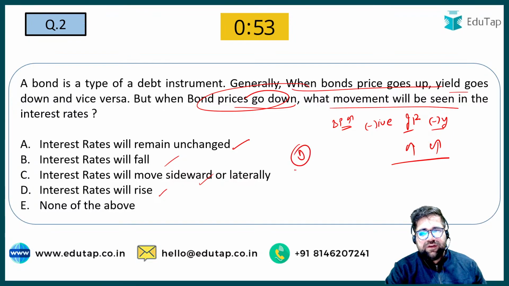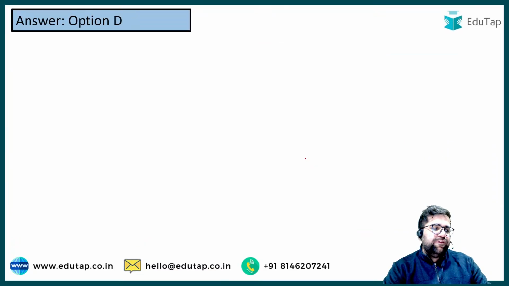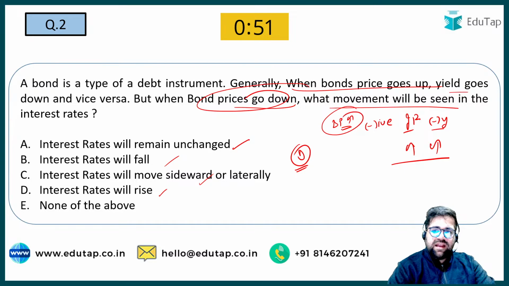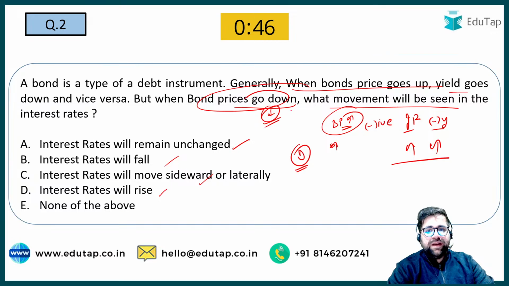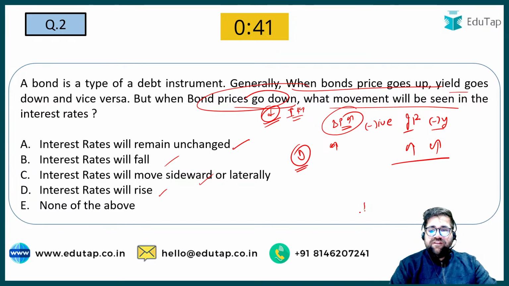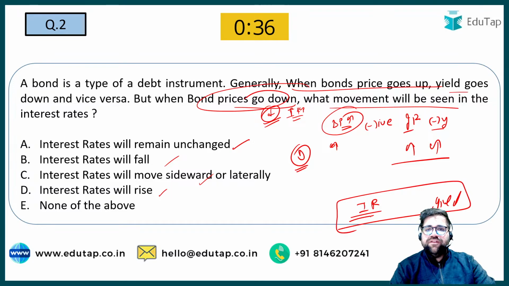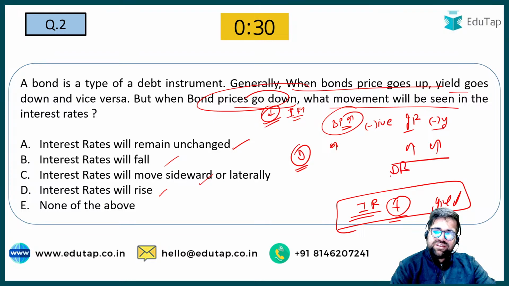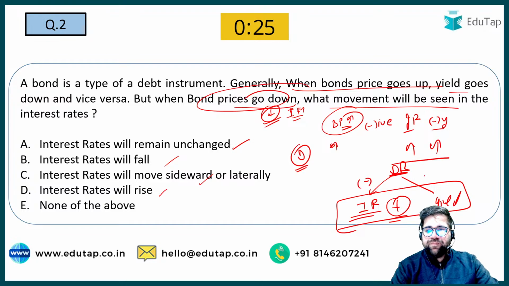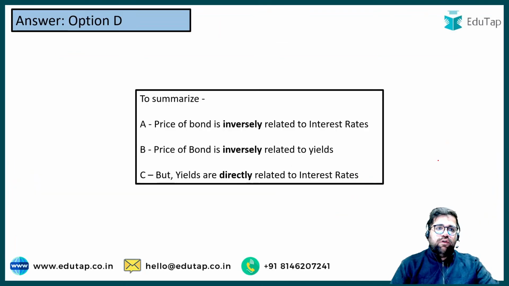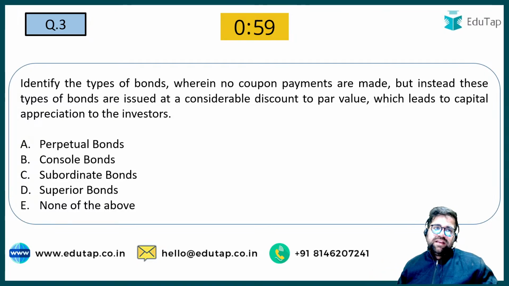Yes, the correct answer will be option D, because my friends, when bond prices are going down, definitely the interest rate will increase. Very basic thing. But if someone asks you the relationship between interest rates and yield, remember that there is a positive relation, but there is a negative relation between bond prices with interest rate and with yield. This is how you have to remember it. Okay, simple. Chaliye, now let's move to the third question.